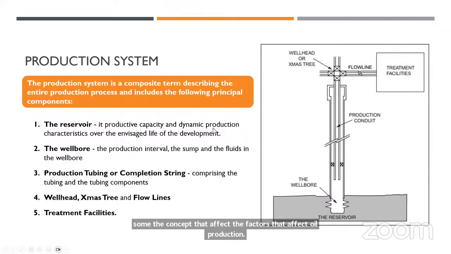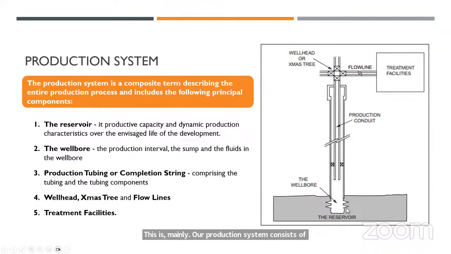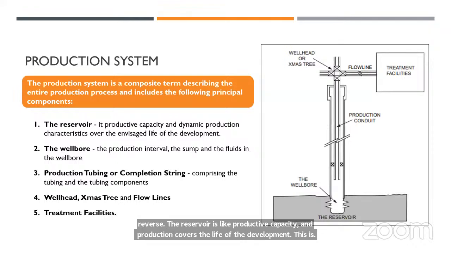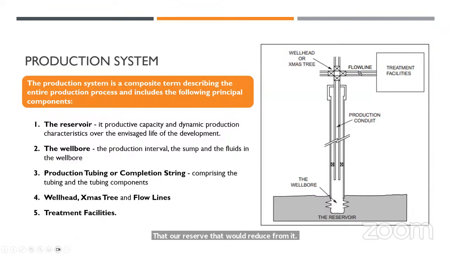This is mainly our production system. The production system consists of the reservoir. The reservoir is the productive capacity and dynamic production characteristic over the life of the development. This is our reserve that we produce from. Going to the wellbore, the production interval is where the fluids come up. This is also usually supported using casing, so we have the wellbore with mainly casing.